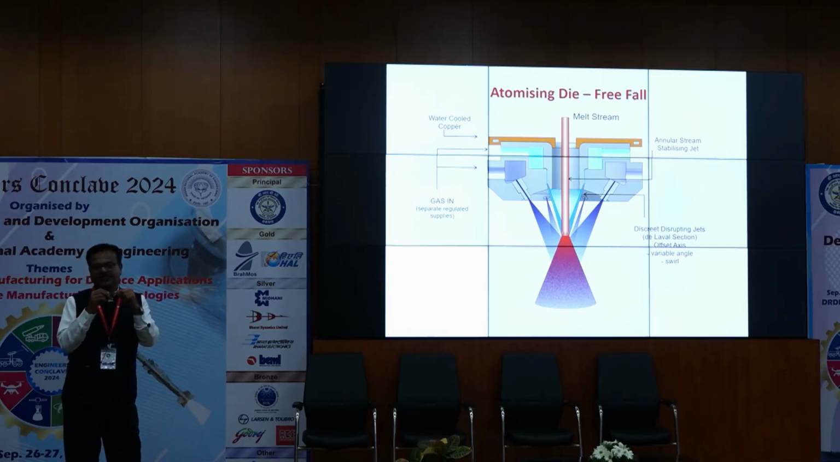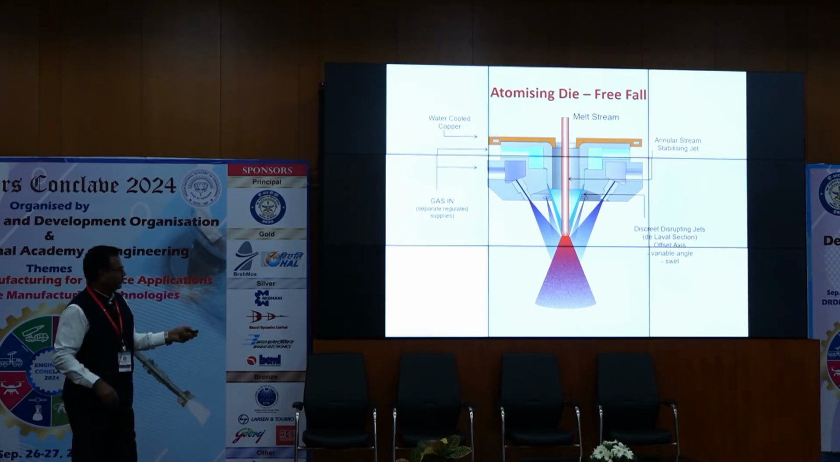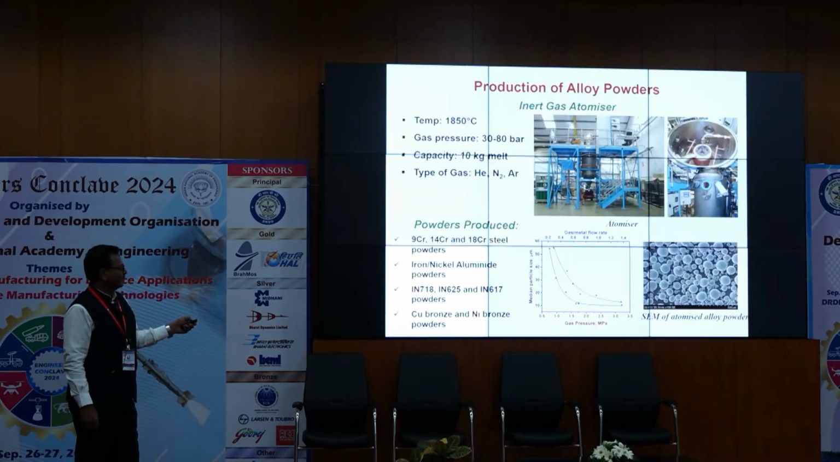If they are not knocked out, then over a period of time they will block the nozzle and not allow the metal to flow, and then you have to abandon the atomization run. So this is another crux: you have to design this die, and that plays a very important role in defining the particle size.